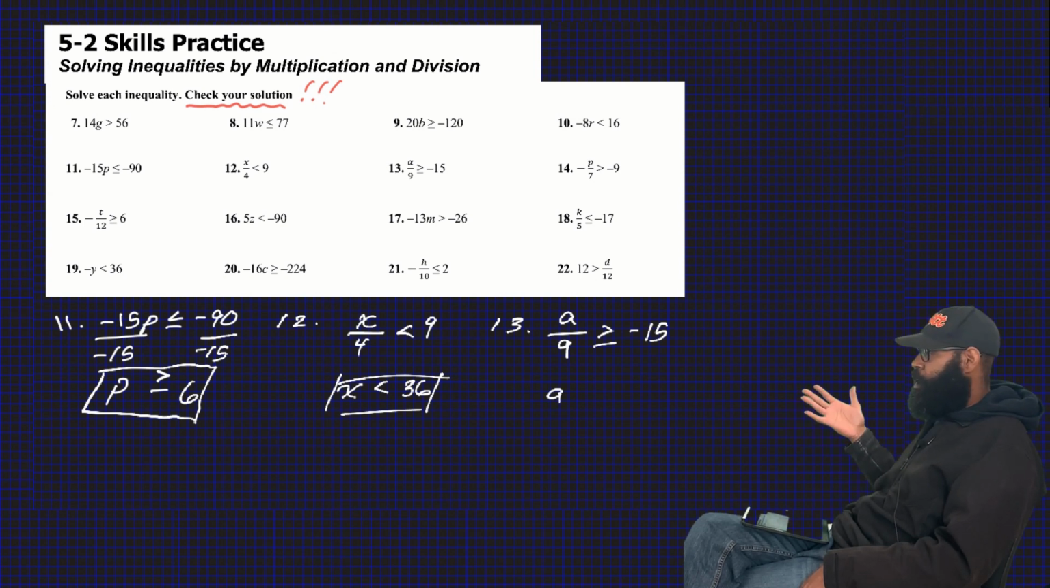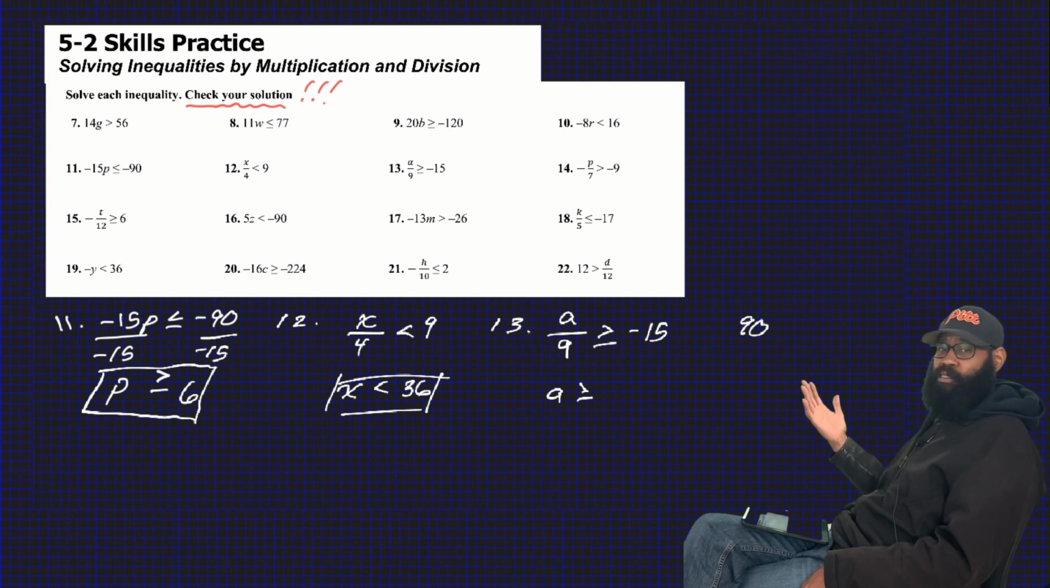Same thing here now. A divided by 9. What was the opposite of dividing by 9? Multiplying by 9. So even though I'm not showing, multiply the left side by 9, multiply the right side by 9. I know how to solve one steps. The new activity here, guys, is inequalities.